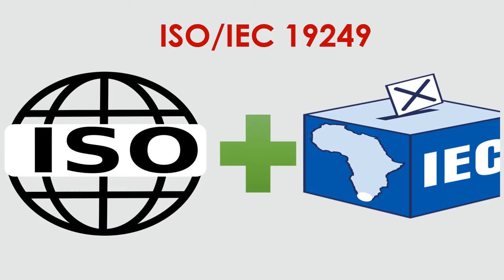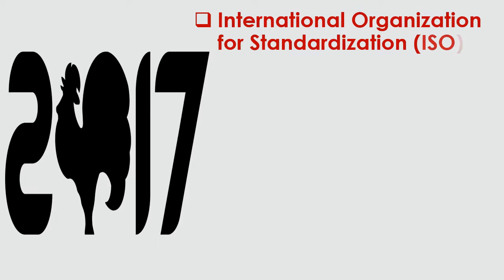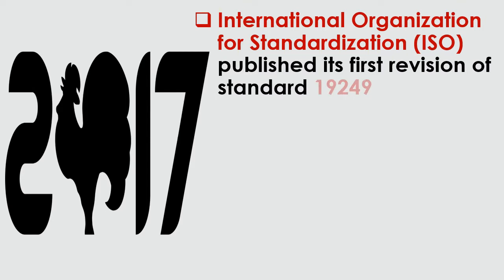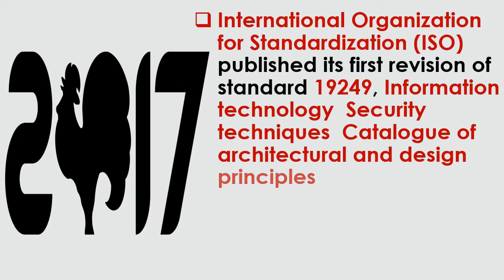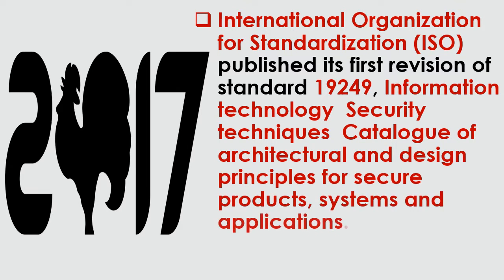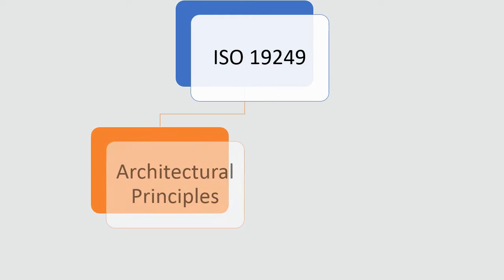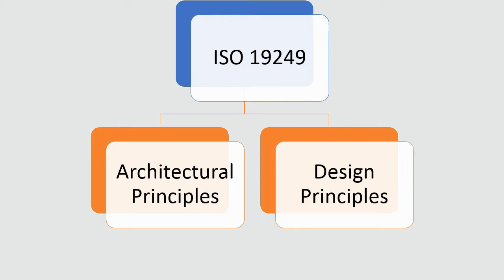ISO/IEC 19249. In 2017, the International Organization for Standardization, ISO, published its first revision of Standard 19249, Information Technology Security Techniques Catalog of Architectural and Design Principles for Secure Products, Systems, and Applications. ISO 19249 is to describe architectural and design principles to be used for the secure development of systems and applications.